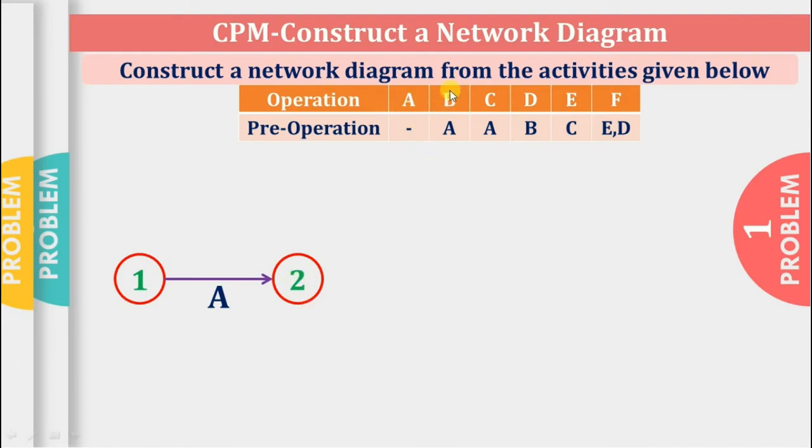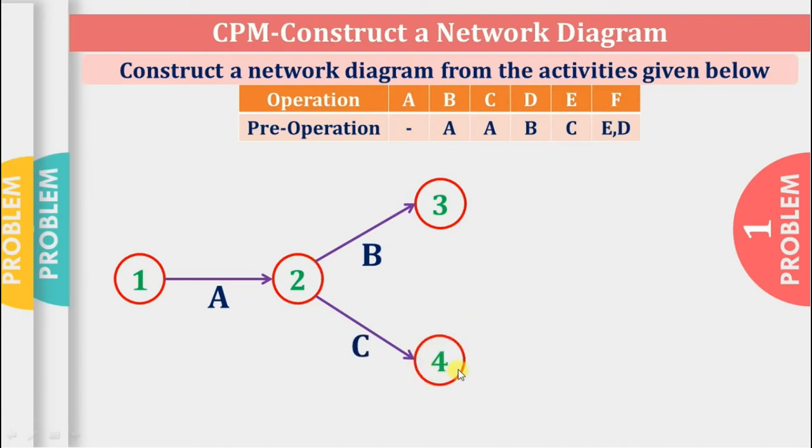Now move ahead. Operation B has pre-operation A and operation C also has pre-operation A. So from here we can draw two operations B and C. So draw one arrow here, B, then 2 to 3, B operation, then C, 2 to 4.